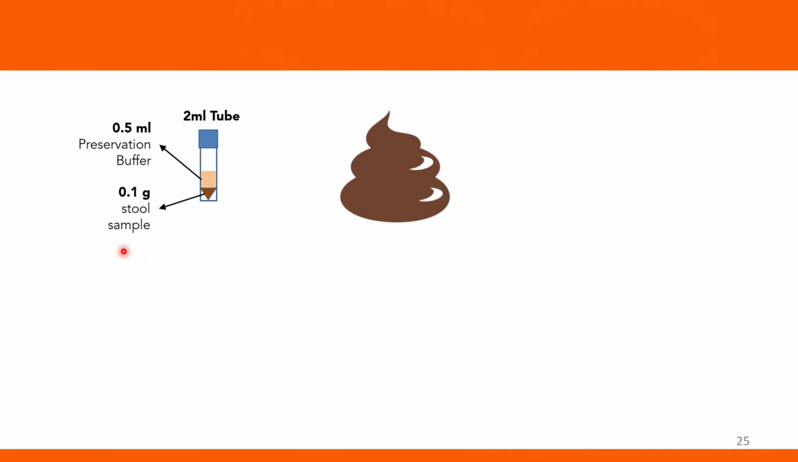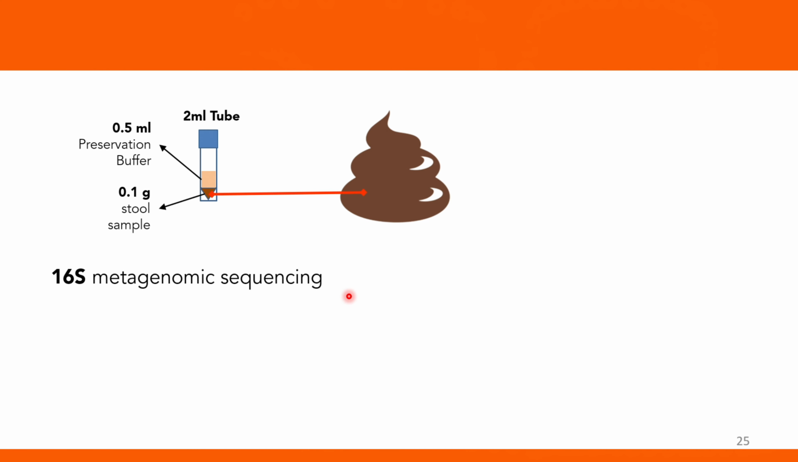Okay, so here is a stool. Obviously. And before, people only collected 1 point of the stool, maybe 0.1 gram stool sample, and preserved it into 0.5 milliliter preservation buffer to do 16S metagenomic sequencing to check the bacterium population inside of the stool.